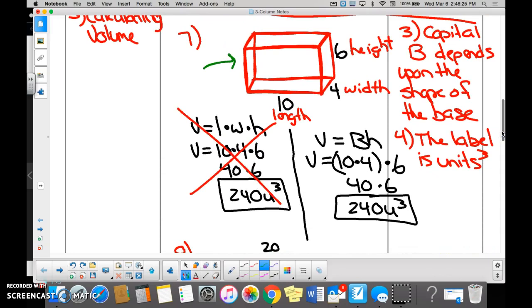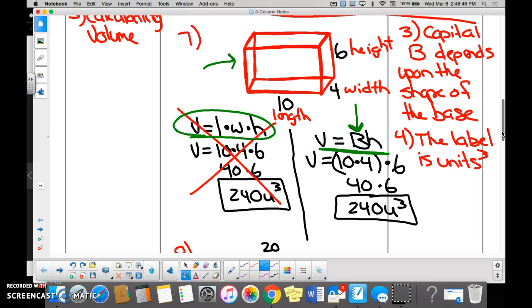A lot of you have learned to calculate the volume of a rectangular prism. You do length times width times height, right? And that's not wrong. But we want to focus on the fact that we're going to use volume equals capital B times H. And capital B again means what? Area of the base. Not bases, area of the base.